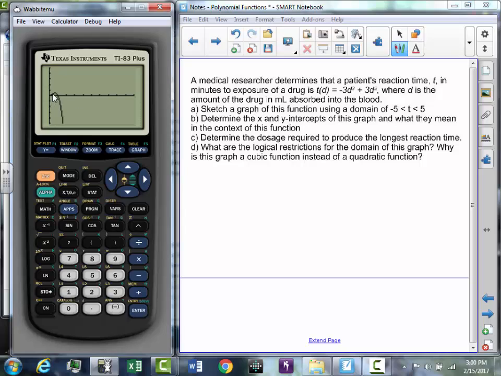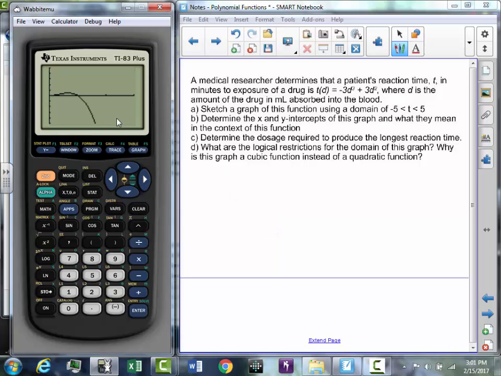You know how we went from 0 to 10 over here? I don't think we need to go from 0 to 10, because this thing just flopped down right away here. So let's maybe go from 0 to 3. D is the amount of drug being used. 3 milliliters might be plenty in this particular example.